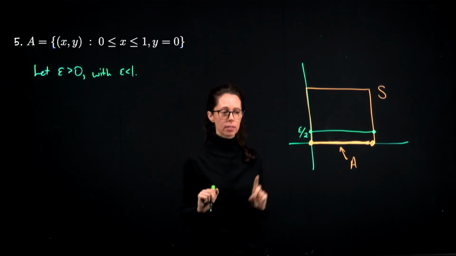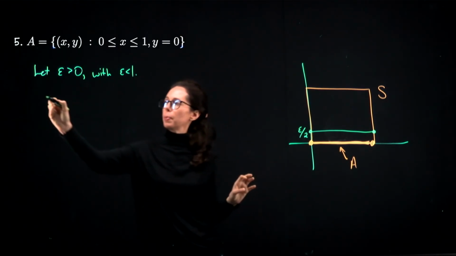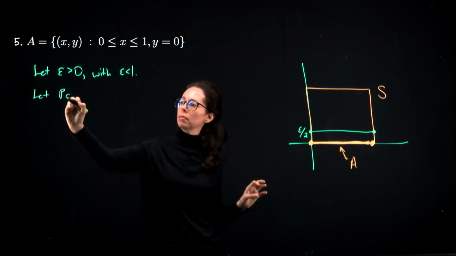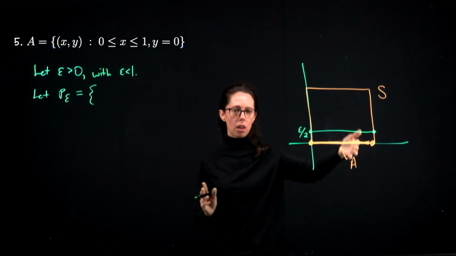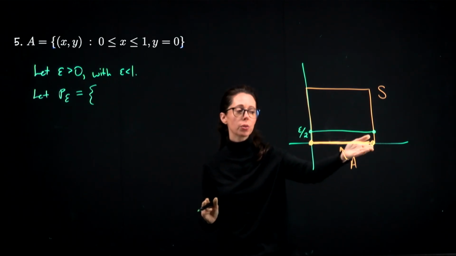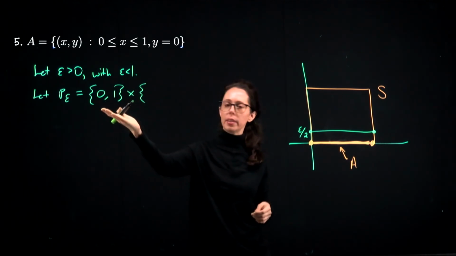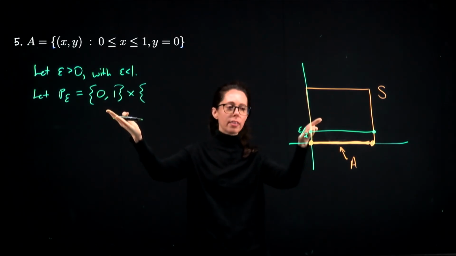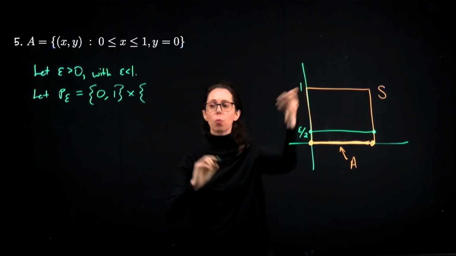Here's how you can write this as a set. It's a Cartesian product of sets. Let P sub epsilon be the Cartesian product of any slices you made along the x-coordinate. Well, I'm just going to go from 0 to 1. So these are the x choppings. And then the y choppings here, we are going from 0 to epsilon over 2 to 1.